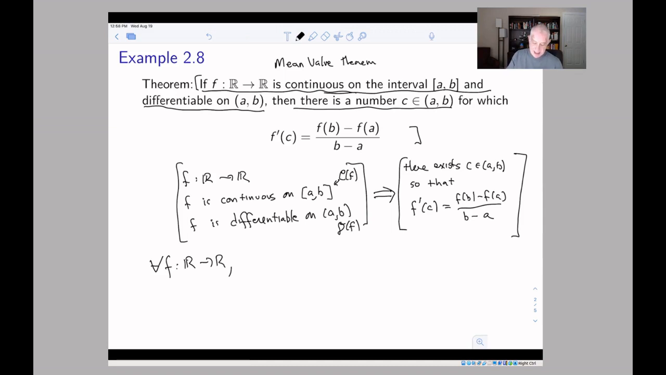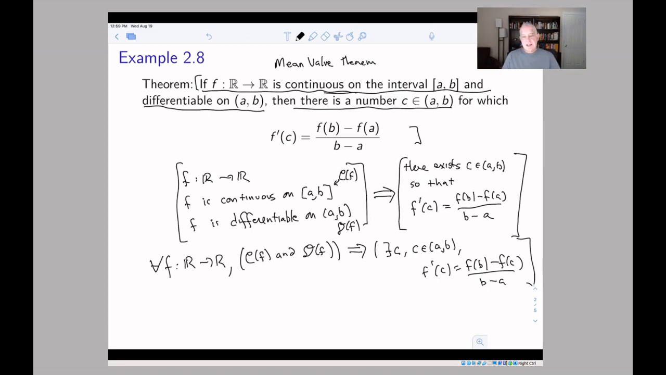I could put a and b into the notation too, but what we're saying is if C of f is true and D of f is true about f, that implies that there exists c, so that c is in the open interval from a to b, and f prime of c is f of b minus f of a over b minus a.